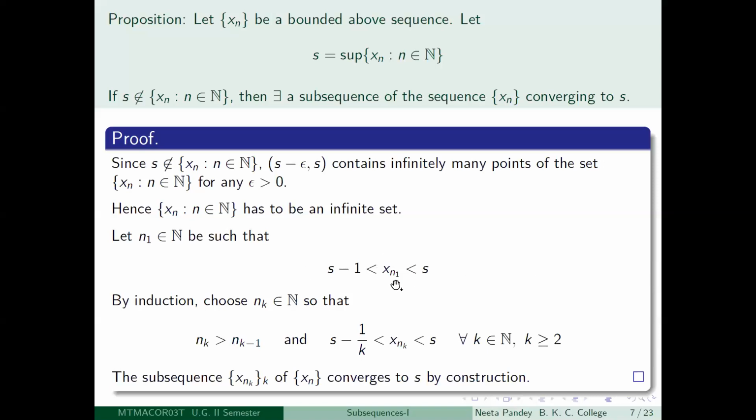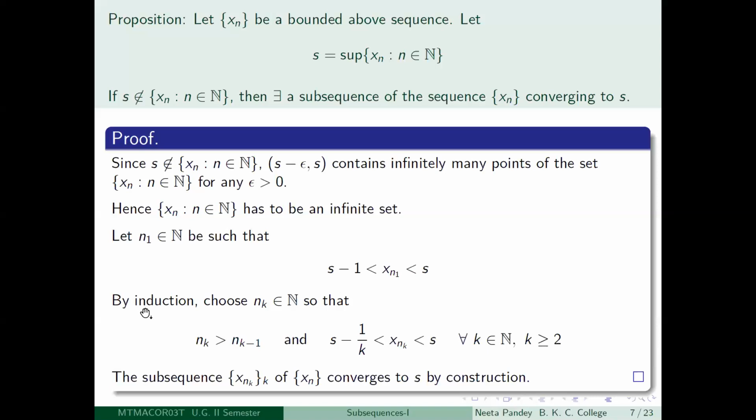Apart from xn1, there will also be infinitely many terms. How many terms of the sequence are there before the n1th term? There are only finitely many. So since this has infinitely many terms of the sequence, there will be at least one n2 which will be greater than n1, and xn2 will lie between s minus half and s. So keep on doing this, by induction.